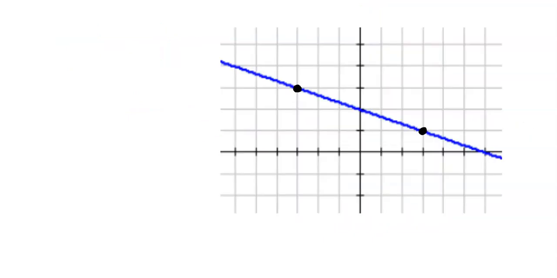Let's try another one. What do you think? First of all, is the slope here going to be positive or negative? Hopefully you're thinking negative. It slants down from left to right. So we'll make our slope triangle. Let me write this in first. Again, I would recommend you pause the video and give this a shot. Alrighty, what's the slope here?